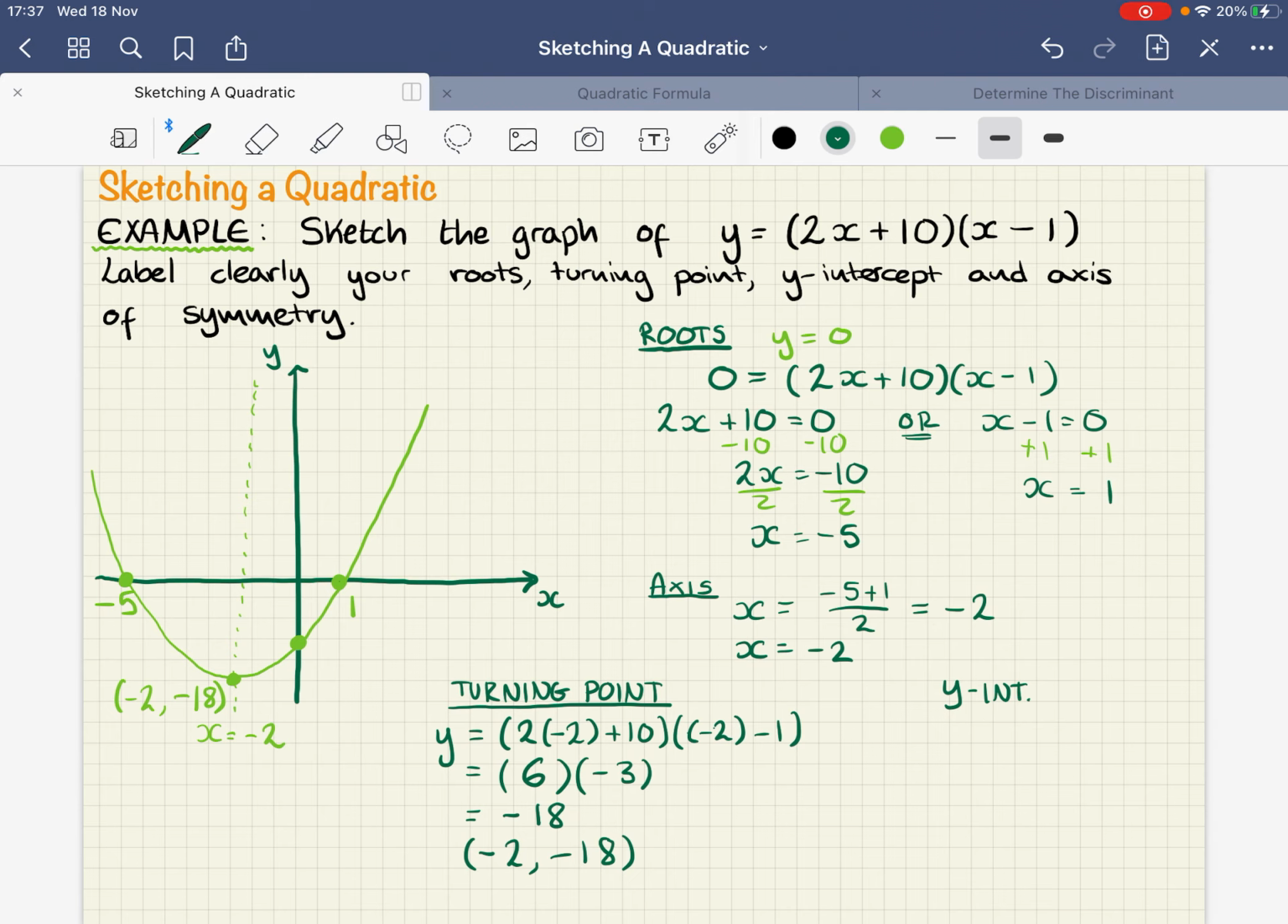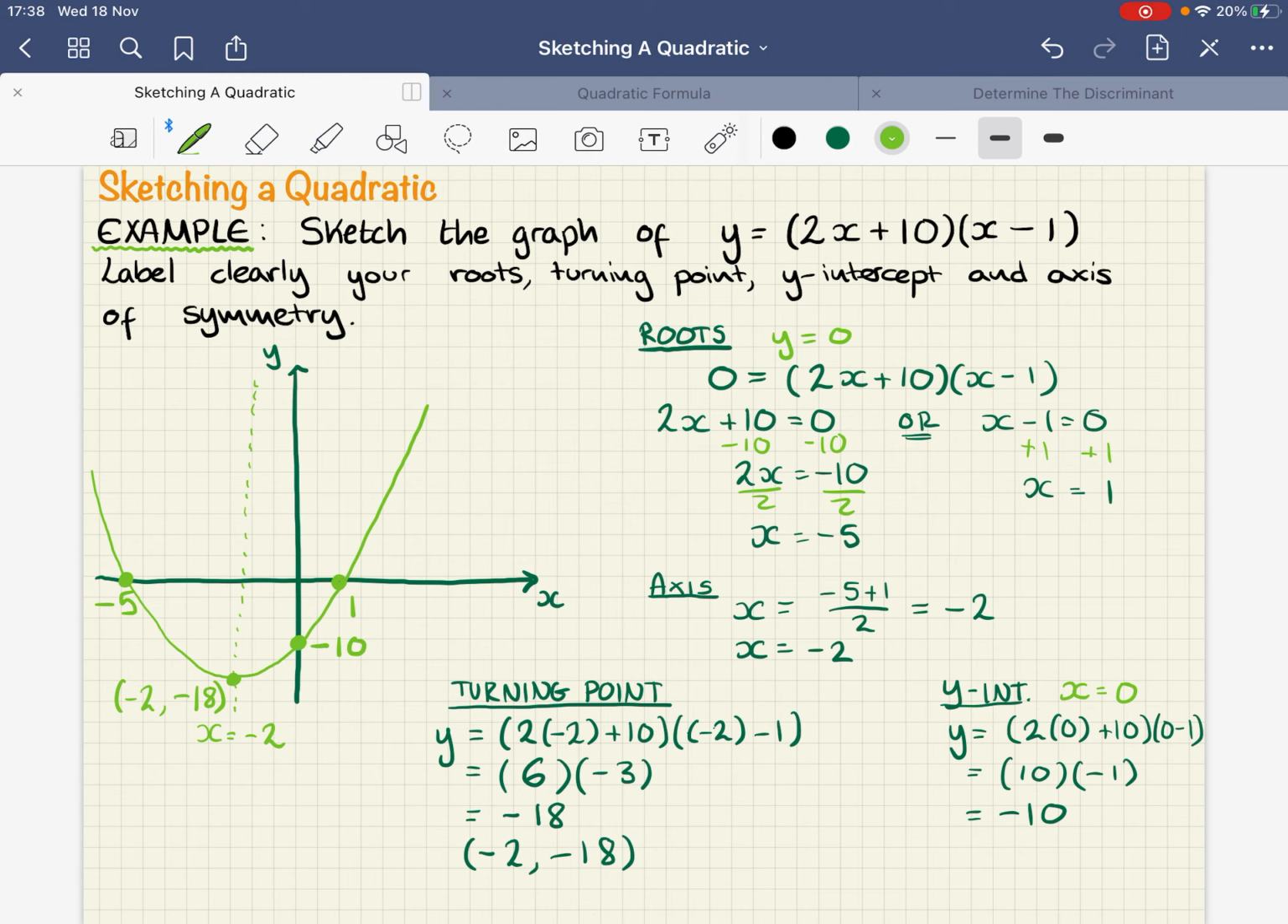So at the y-intercept, x is always going to equal 0. So we're going to take that idea and put it into our equation. I've got y equals 2 times 0 plus 10, and then 0 minus 1. So that's just going to be 10 times minus 1, which gives me negative 10. So on my graph, my y-intercept is going to be negative 10.